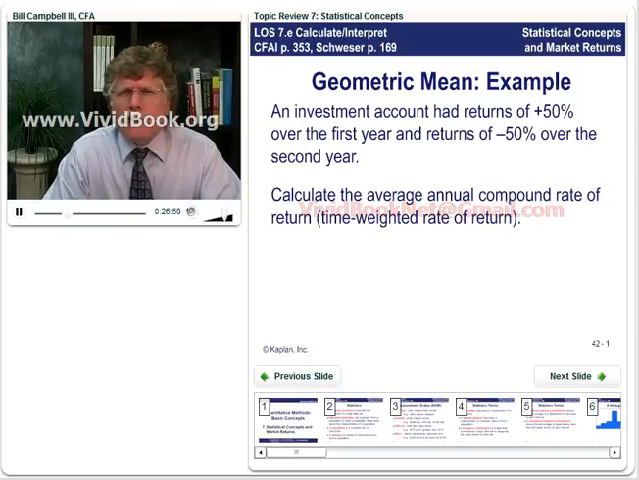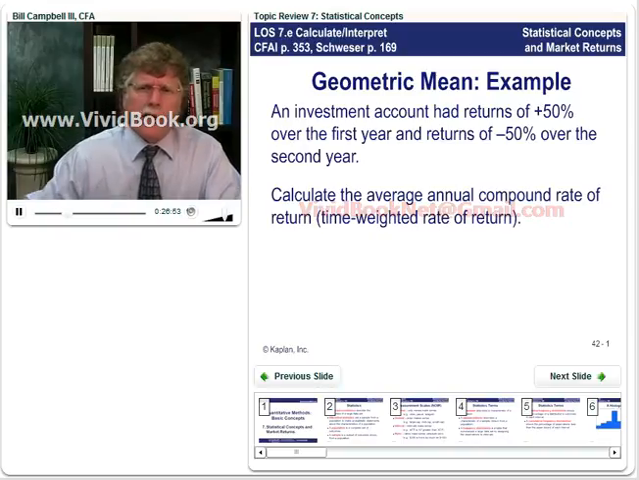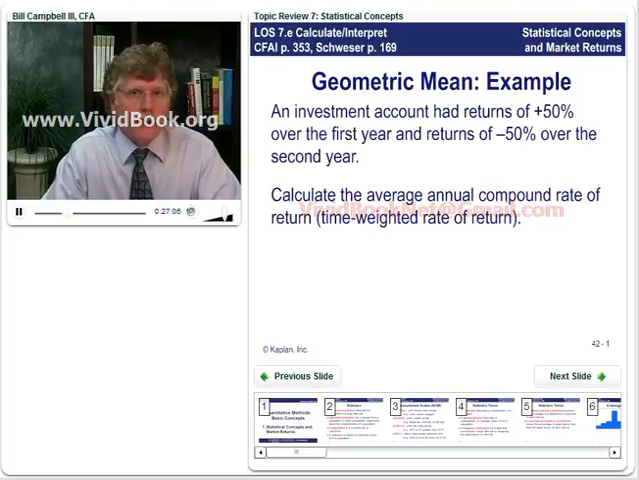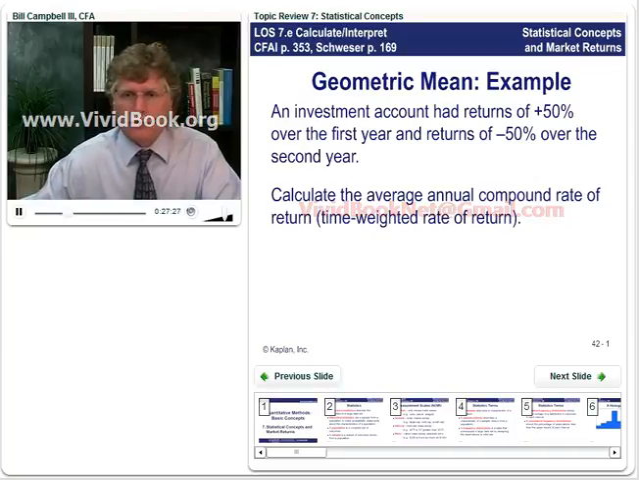Before we calculate the geometric mean, let's calculate the arithmetic mean. That one's pretty easy. We have a return of plus 50%, a return of minus 50%. If you add those two together and divide by 2, plus 50 minus 50 gives you 0%. The average arithmetic return, 0. So the arithmetic mean return is 0. But the geometric mean return, remember I told you, if the returns vary, geometric mean is going to be lower than arithmetic. We'll see how much lower.